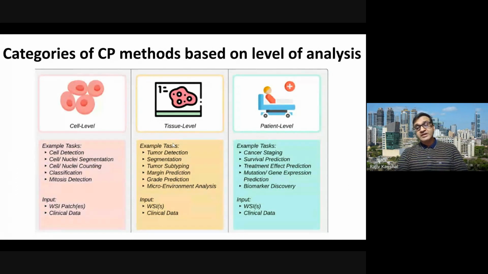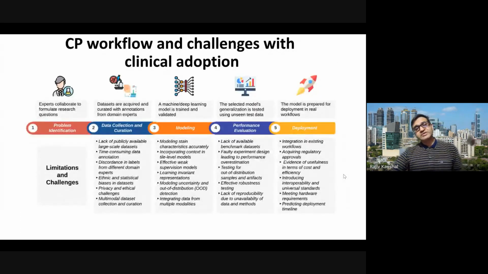And now in the new models which are being developed, they are including the clinical data also into play, so that at the end there will be a holistic model which can give you more precise and relevant information in this era of precision medicine.